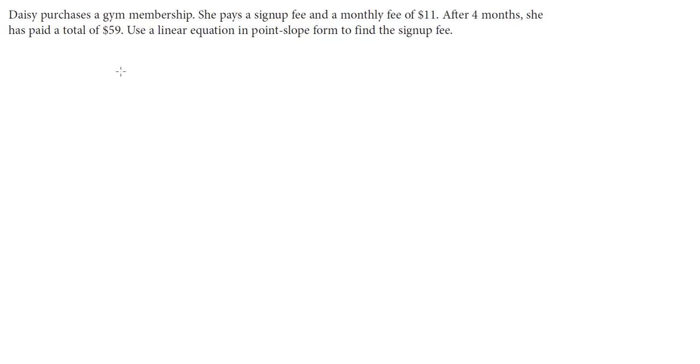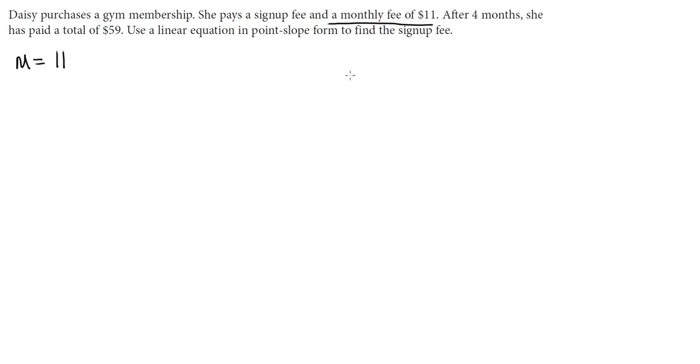Taking a look at this second example here, it says Daisy purchases a gym membership. She pays a sign-up fee and a monthly fee of $11. After 4 months, she has paid a total of $59. Use a linear equation in point-slope form to find the sign-up fee. So again, we need to identify the slope and 1 point. So it says here in the second sentence, she pays a sign-up fee and a monthly fee of $11. There's our slope right there, the monthly fee of $11.